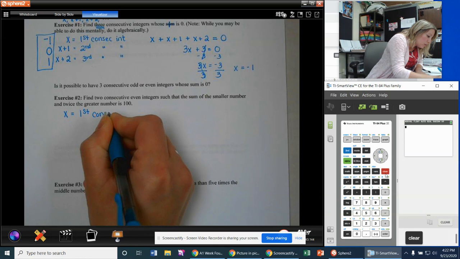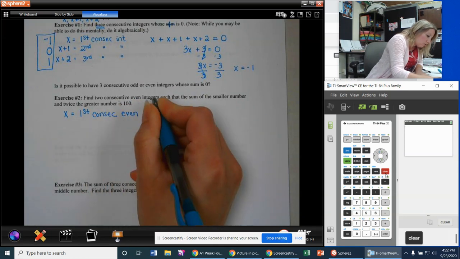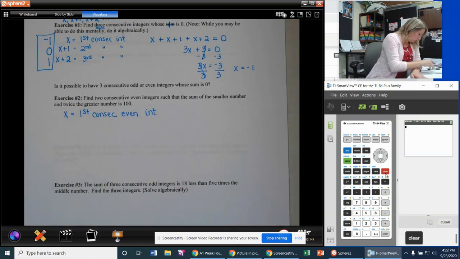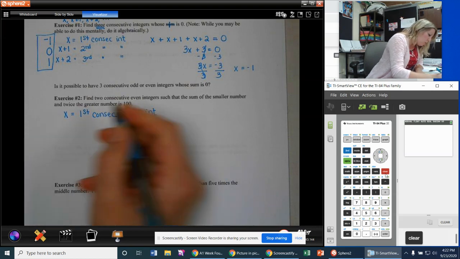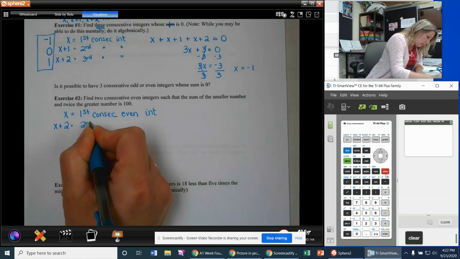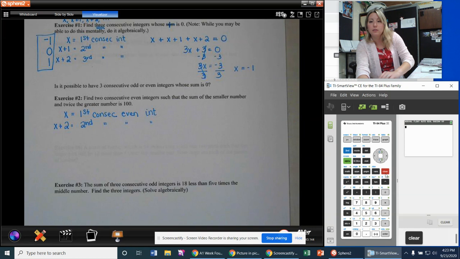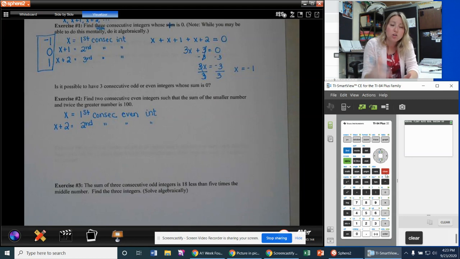consecutive even integer. Got it. Okay, and I needed 2 total, so now, even numbers are 2 apart, so x plus 2 equals my second consecutive even integer. Whenever you are finding consecutive integers, or consecutive even integers, or consecutive odd integers, your let statements always look the same.